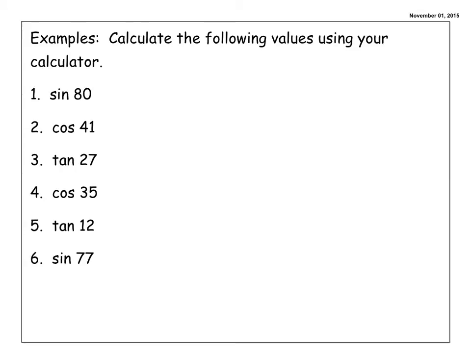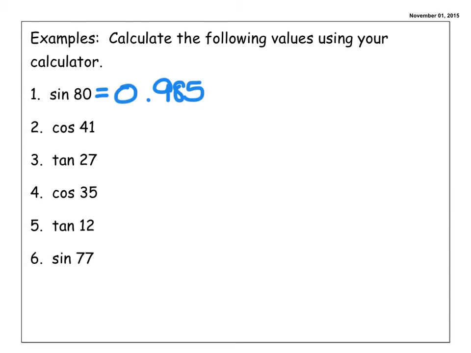I'm going to put in 80. I'm going to close my parentheses, hit enter, and I get 0.985. And usually we round trig functions to 3 decimal places, sometimes 2, but normally to 3 decimal places. So I rounded that to 0.985 to 3 decimal places.